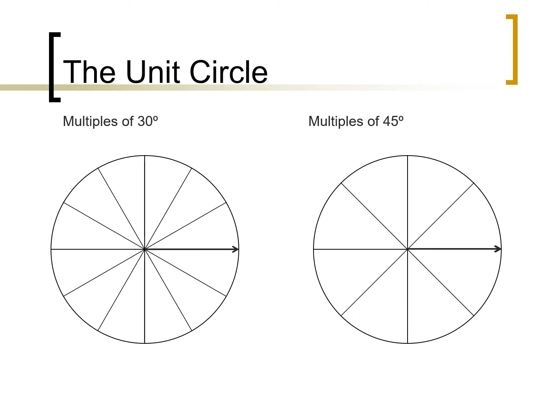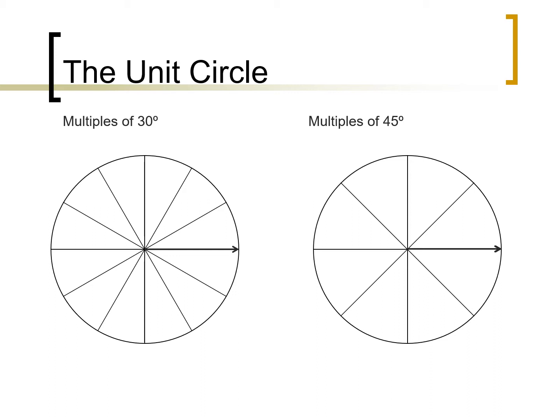So the unit circle. The unit circle is a circle with a radius of 1 unit. That's kind of why we're calling it the unit circle. And we're going to note specific important angles around this unit circle. The first thing that I want to do is note all the angles that are multiples of 30 degrees.